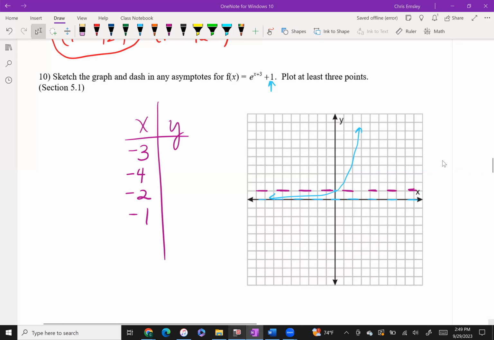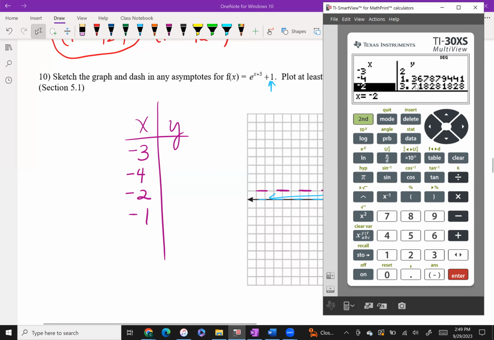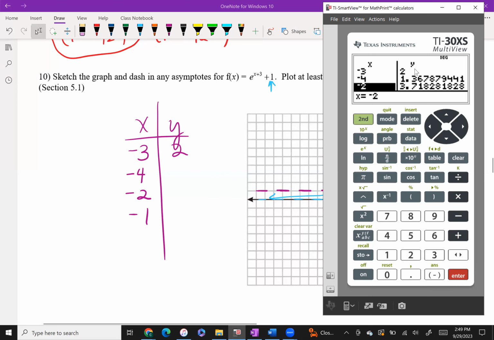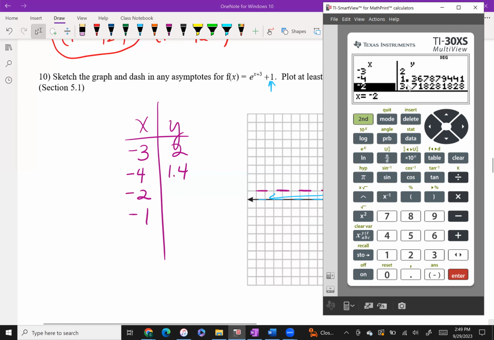I'm going to use that table button again because it's so fun. So this time we have e to the x plus 3 is the exponent. Then we arrow out of the exponent and we have that plus 1 for our vertical shift up by 1. And the values I want to put in are -3 and -4 and -2. Okay, again, round to 1 decimal place. We can't graph anything more specific than that. So for x equals -3, we get a y value of 2. For x equals -4, we get a y value of 1.4 if we round that. And for x equals -2, 3.7.